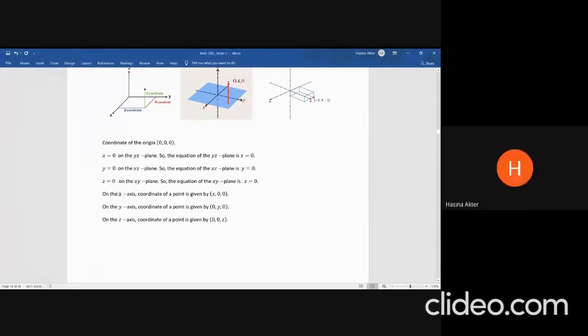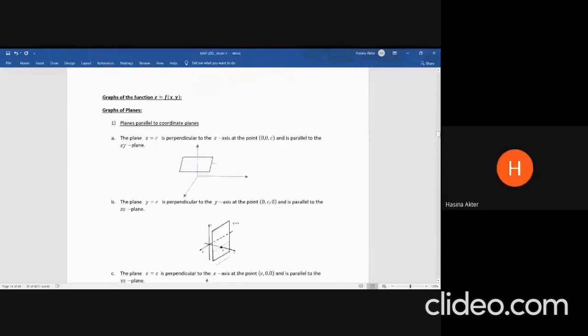Yes, miss. Since the x-axis is the common line between the planes XZ and XY, Z and Y must be 0 on the x-axis. X and Z must be 0 on the y-axis. X and Y must be 0 on the z-axis. Is that good to everyone? Yes, miss. Okay, so let's move forward.